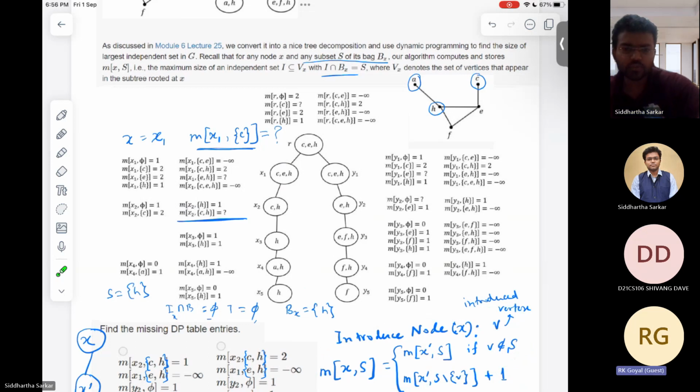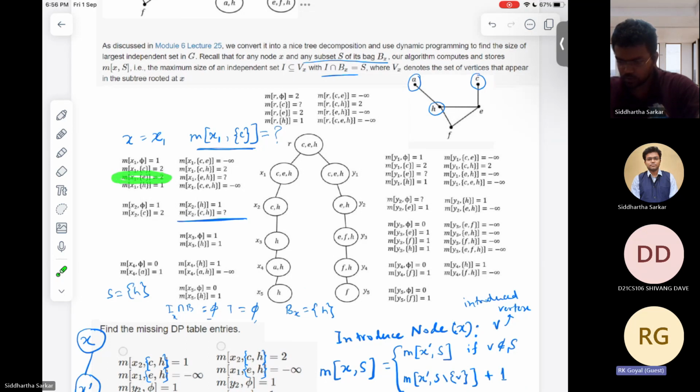So what do I observe here? All the values are equal to the cardinality of S. If it is CH, the value is 2. If it is only one element, H, then the value is 1. Otherwise, this value is minus infinity.